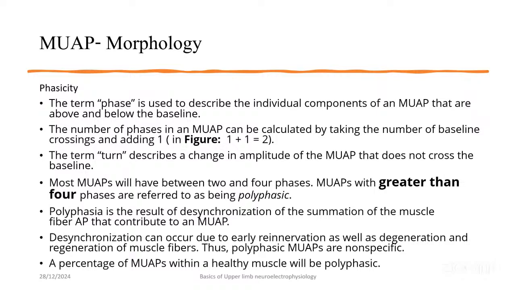Polyphasia is a result of desynchronization of the summation of the muscle fibers that contribute to the MUAP. Desynchronization can occur due to early reinnervation as well as degeneration and regeneration of muscle fibers. Polyphasic MUAPs are non-specific, and healthy muscles may at times also show polyphasia.